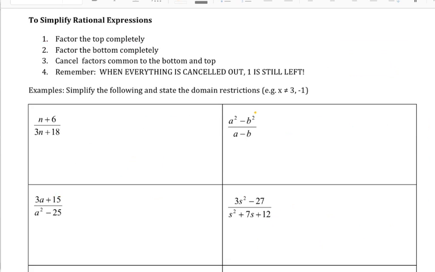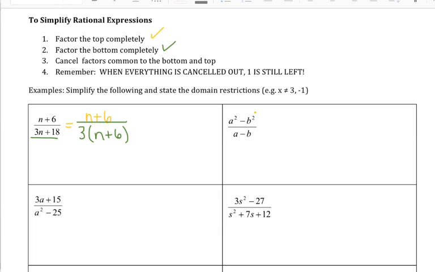Now let's talk about how you simplify rational expressions. Your first step is going to be to factor the top, or numerator, completely. In this first example, the degree is 1. I can't factor that. That's a linear binomial, so I just have n plus 6. For the second step, we factor the denominator completely. Here, in the denominator, I do have a GCF, and I can factor it out, and I get n plus 6 times 3 in the denominator.